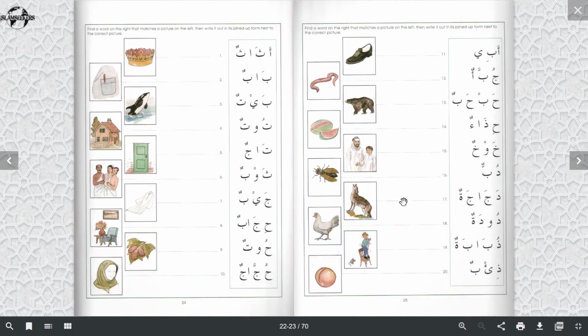Page 24. Complete the exercise on pages 24 and 25 and then listen to the answers. Number 1. Tajun. Number 2. Jaybun. Number 3. Hutun. Number 4. Baytun. Number 5. Babun. Number 6. Hujjajun. Number 7. Thawbun. Number 8. Athathun. Number 9. Tutun. Number 10. Hijabun.